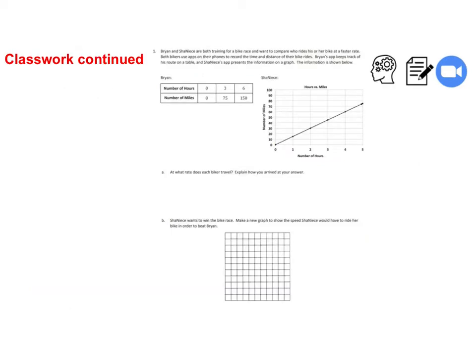What's happening with this? This looks really small. It says, Brian and Shanice are both training for a bike race and want to compare who rides his or her bike at a faster rate. Both bikers use apps on their phones to record the time and distance of their bike rides. Brian's app keeps track of his route on a table. Here's his table here. And then Shanice's app presents it in a graph. This information's below. The first question says, at what rate does each biker travel? So we want to find their unit rate.